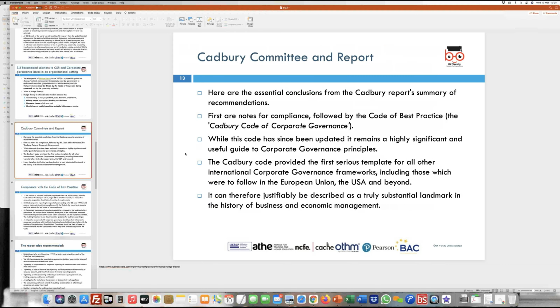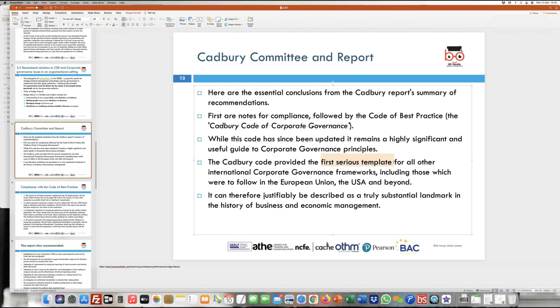Now, in relation to this, you need to understand the 3-4 reports which are there. One is the Cadbury Committee report. Now, the Cadbury Committee report, after the Polypack international disaster was discovered, made a lot of recommendations to make sure that these mistakes are not happening with the running of large corporations. And they came out with this code of best practice, which is called the Cadbury Code of Corporate Governance. Now, this code has been updated quite a number of times, and this code is the first serious template.